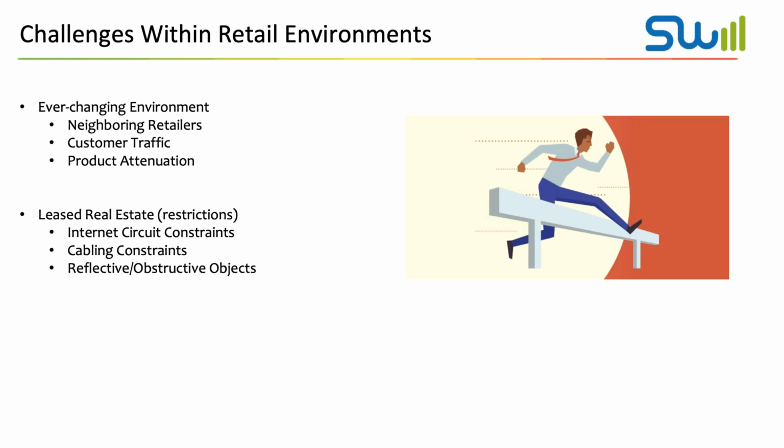And then another set of challenges that we're often posed with relate to our sites being leased sites, so that's in terms of real estate. For example, internet circuit constraints. Certain malls don't let, for example, there might not be Ethernet available. There might not be fiber available. There are some restrictions there. Or we talk about some cabling constraints and considerations.